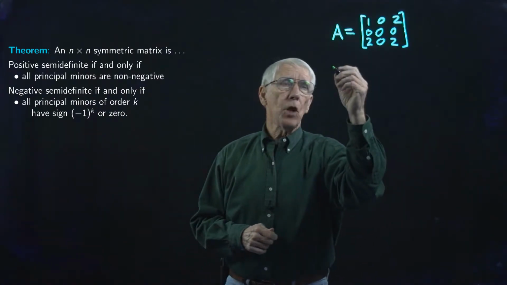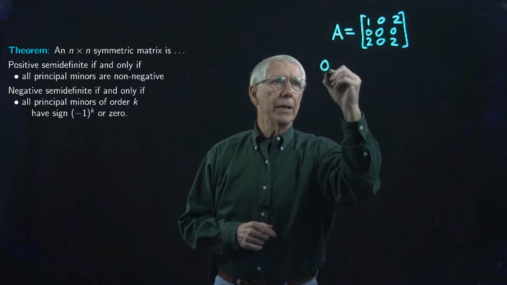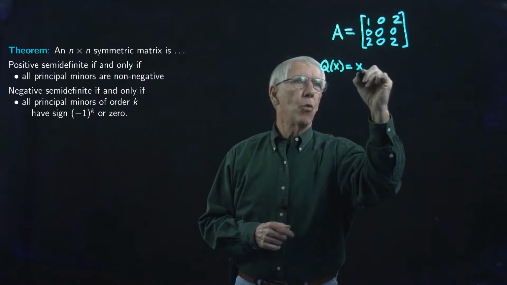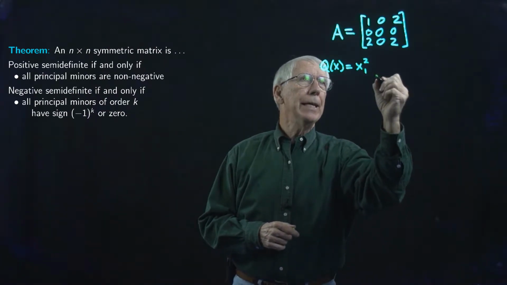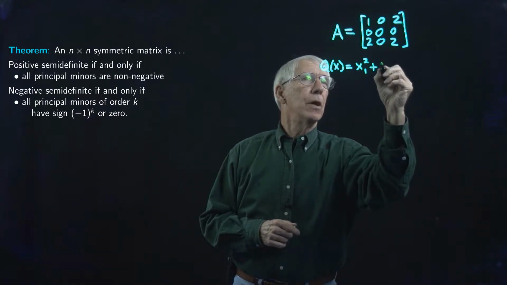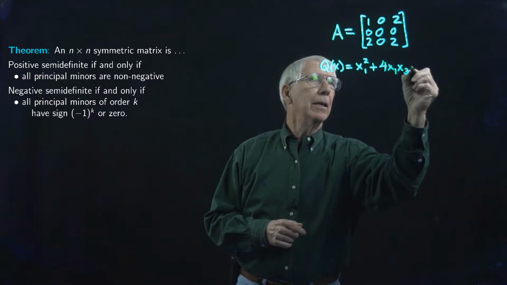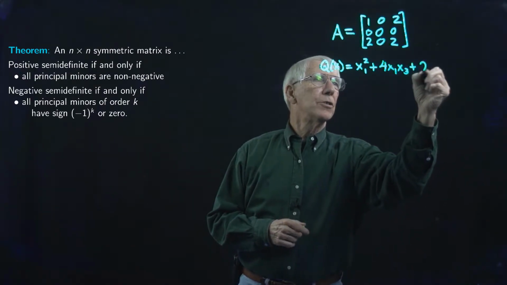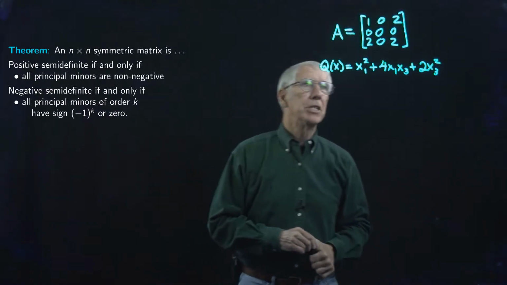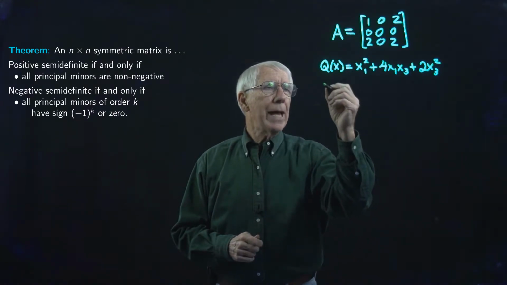So, in fact, maybe we should also first write out what the quadratic form is. So let's write the quadratic form here. That's going to be x1 squared plus 4 x1 x3 plus 2 x3 squared, if I haven't made a mistake here. That looks right. Okay.